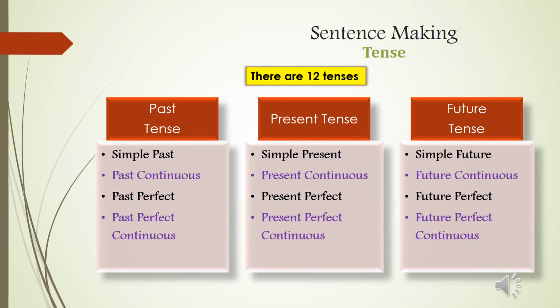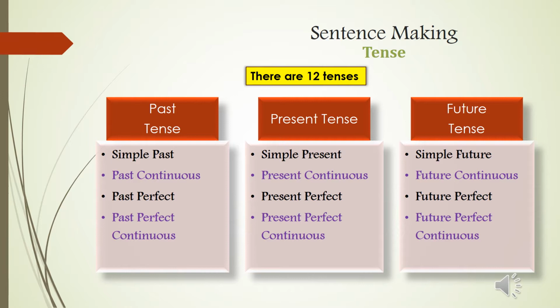Now these three tenses can again be divided into four subparts: simple, continuous, perfect and perfect continuous. Let's elaborate it with the example of present tense. So what are the subparts of present tense? They are simple present tense, present continuous tense, present perfect tense and present perfect continuous tense. So these are the four subparts of present tense.